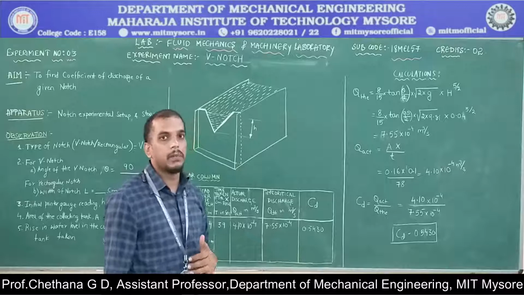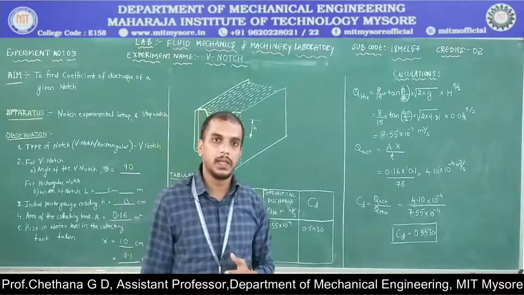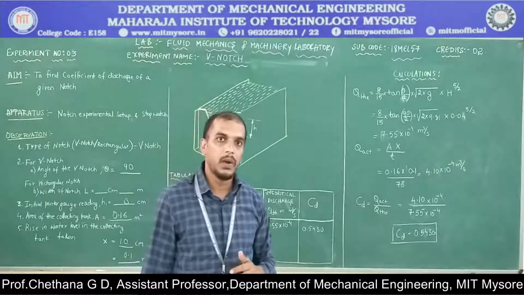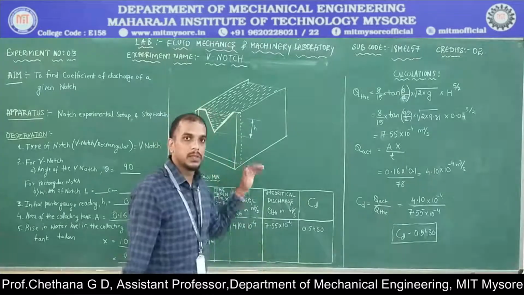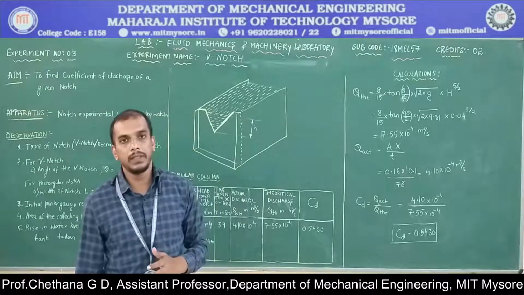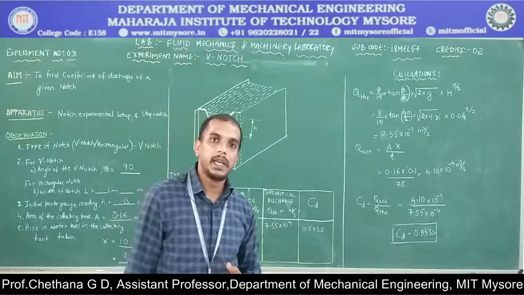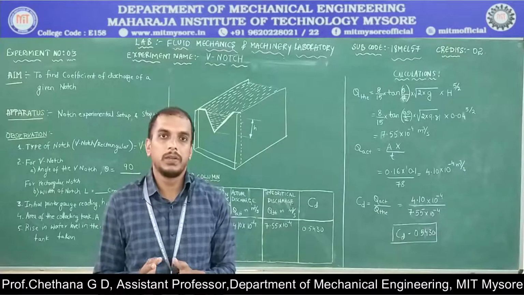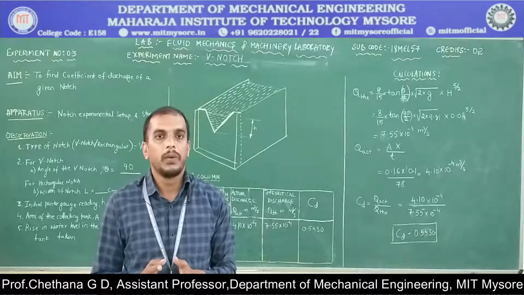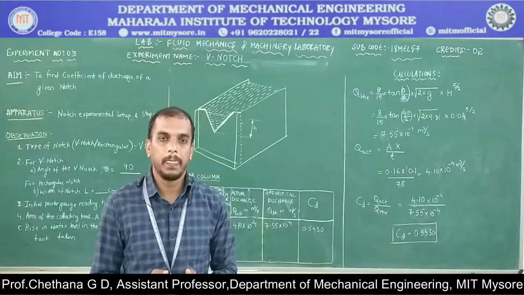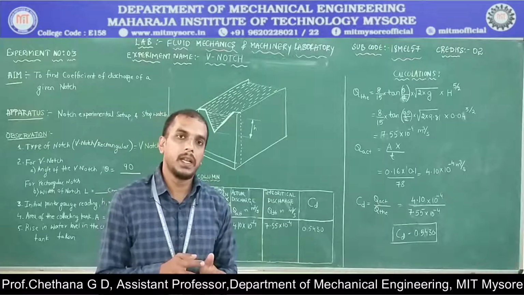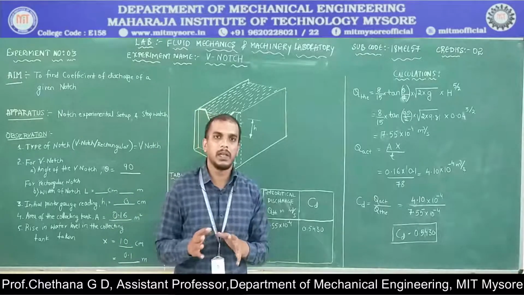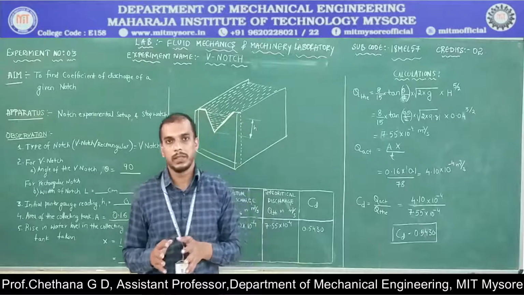We have already come across the flow measuring devices, namely the Venturi meter and orifice meter, in the first two experiments. Now we are looking at one more such flow measuring device, that is the V notch. Venturi meters and orifice meters are generally used to measure the flow rate in a closed pipe. When it is an open channel, we go for either a V notch or a rectangular notch. Generally we go for notches and weirs.